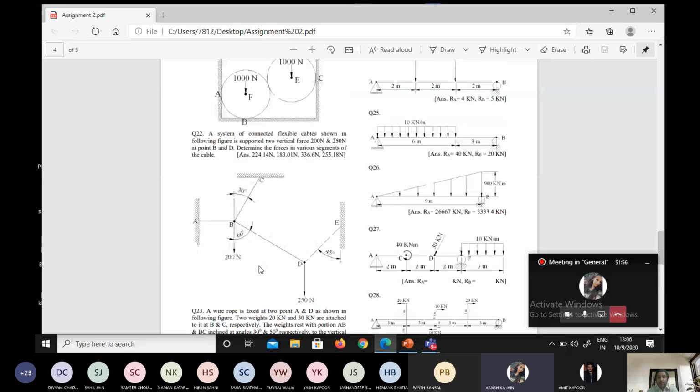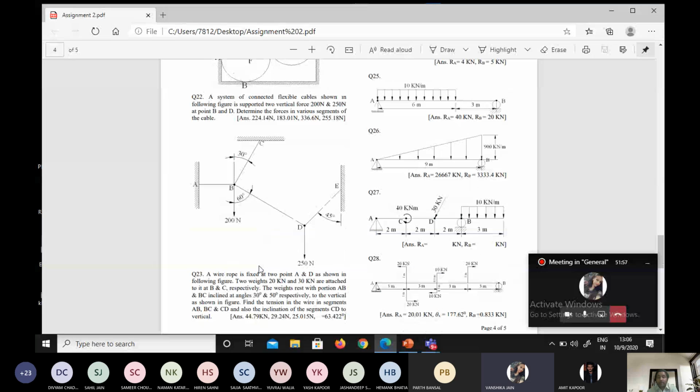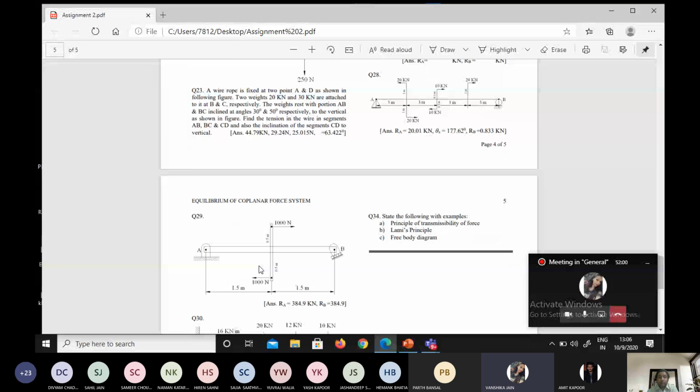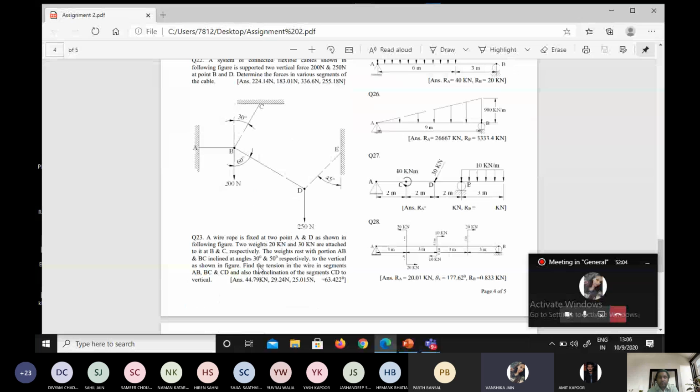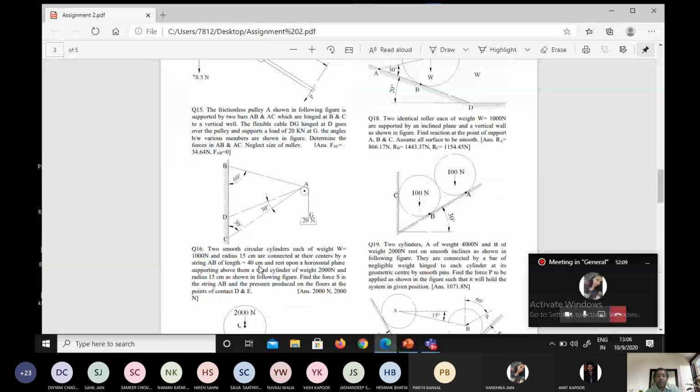27, 28, yes. Sir, in this same assignment, please check question number 15 once, maybe something is missing. At least the tension in AD should have been given. Listen, student. See, you have not read the question clearly. The question says that frictionless pulley A is there. This is a frictionless pulley, okay? And you can clearly see that AB and AC are bars. AB and AC are bars. Only one part is a string, or you can say cable.